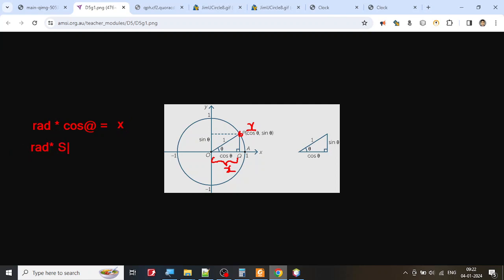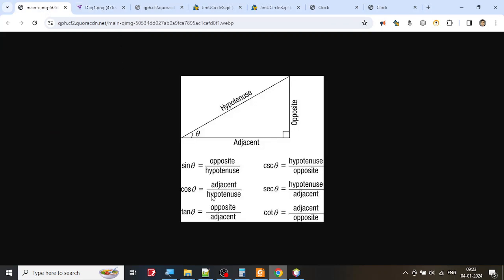into sine theta, assume that this is theta, you are going to get the y value. So you know very well, radius into sine theta, you are going to get this opposite side. What is this opposite side altogether? This opposite side is the distance along the y-axis. So if you multiply hypotenuse into sine theta, you're going to get the opposite side.